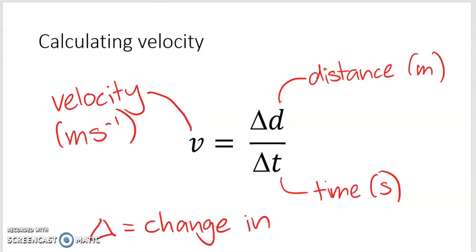Now, when calculating the change in something, it is really, really important that you always do final minus the initial. Now, that may have seemed really obvious for the question we just did, but later on in this topic, it isn't always straightforward, and you're going to get the wrong answer if you do it the wrong way around. So change in is final minus initial.